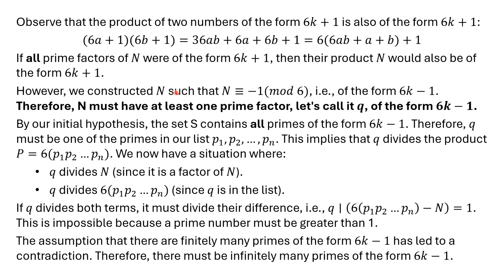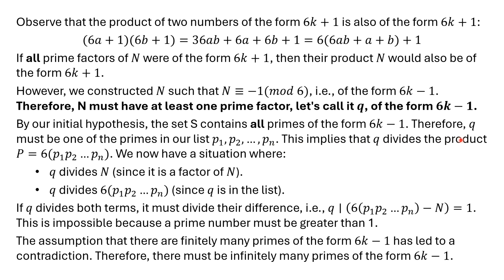However, we constructed n to be of this form here, congruent to minus 1 mod 6, or in other words, the form 6k minus 1. Therefore, n must have at least one prime factor, let's call it q, of the form 6k minus 1. By our initial hypothesis, the set S contains all primes of the form 6k minus 1. Therefore, q must be one of the primes in our list p1, p2, up to p sub n.